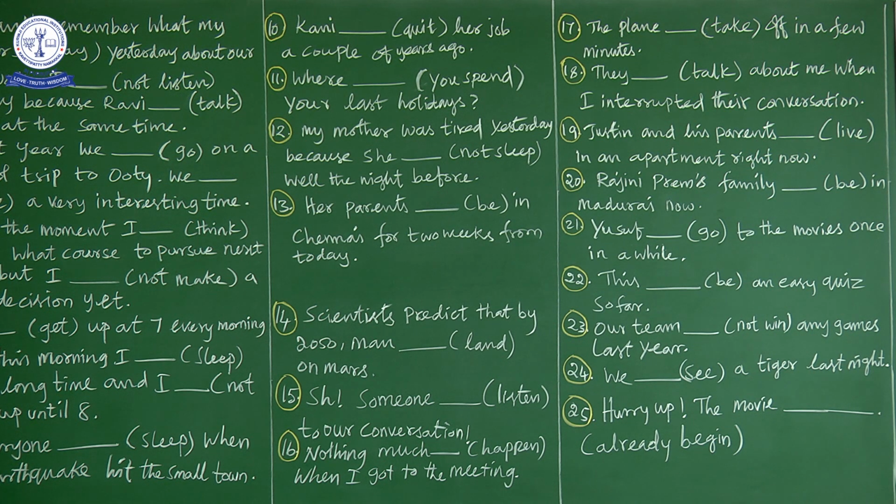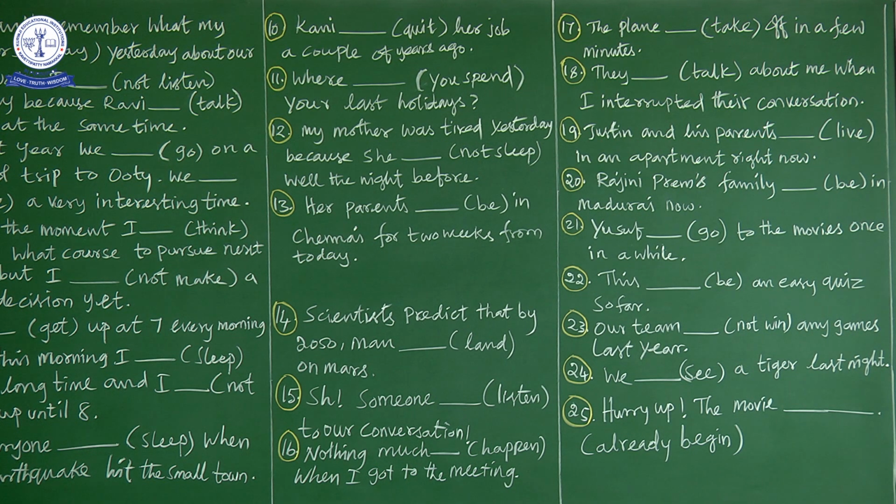Next, the 19th one. Justin and his parents dash live in an apartment right now. What is the keyword here? Right now is the keyword. So what does this right now refer to? Present continuous tense. Okay. So what is the present continuous tense sentence structure? Subject plus is, am or are plus verb plus ing.